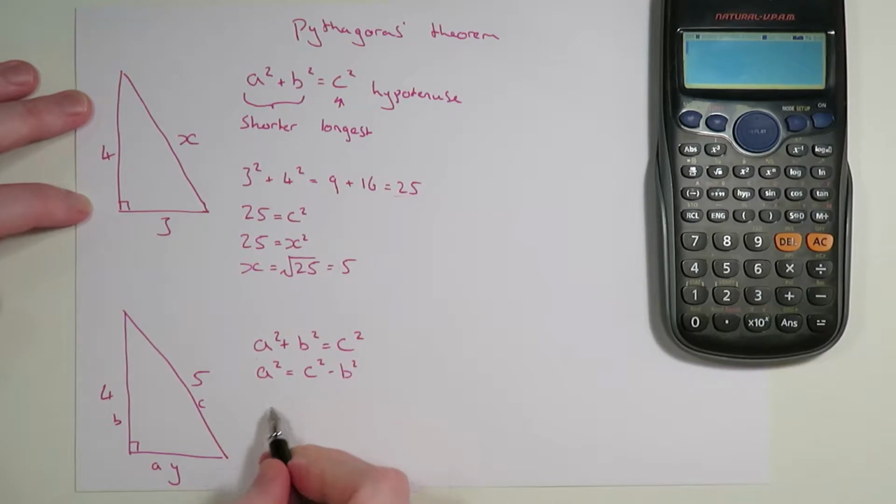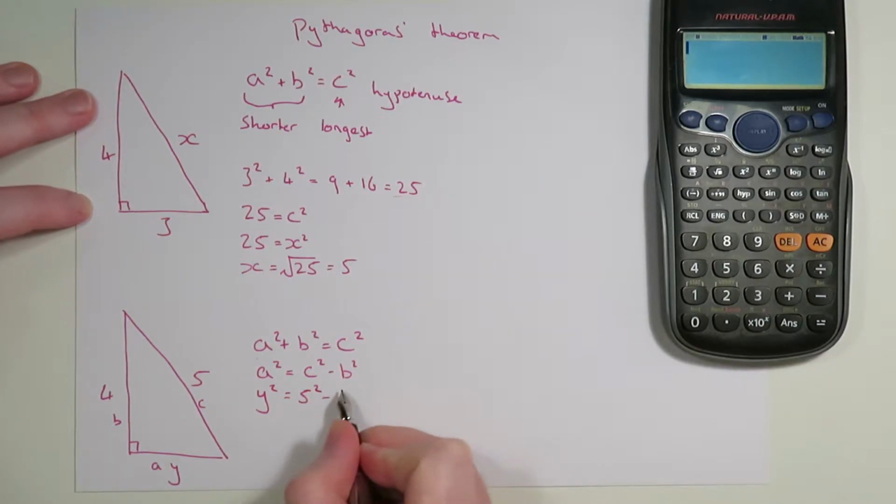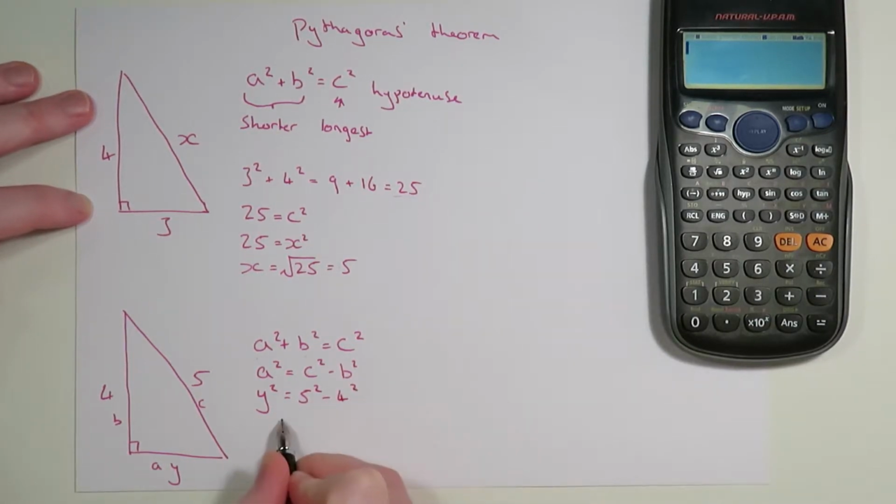So here a squared, which is what we want, in this case it's y squared, will be c squared, which is 5 squared, minus b squared, which is 4 squared. So that is 25 minus 16, which is 9. So y squared is equal to 9, or y is the root of 9, which is 3. Again, plus or minus 3, but you can only have a positive length.